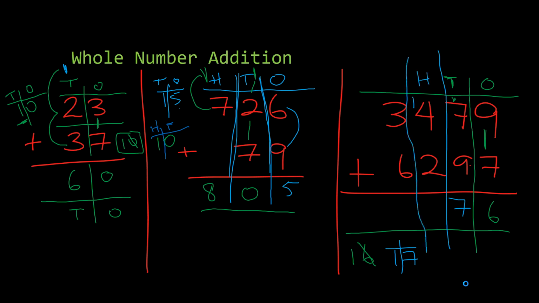So I have 1 and 4, 5 and 2 will make it 7. And then I have a thousands column here, 3 and 6, which turns out to be 9, and I get a total of 9776.